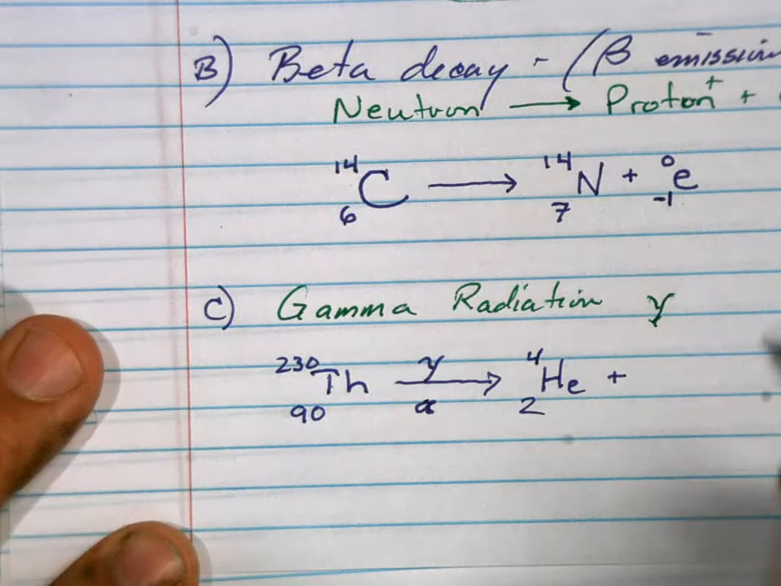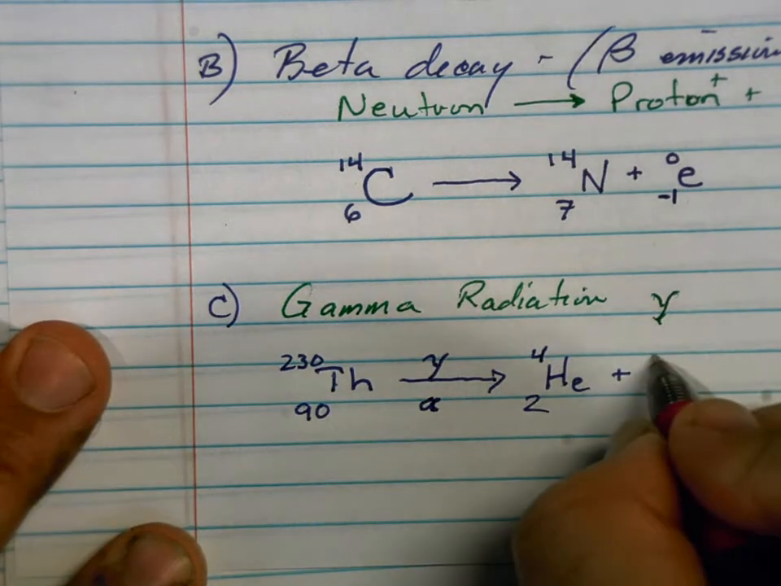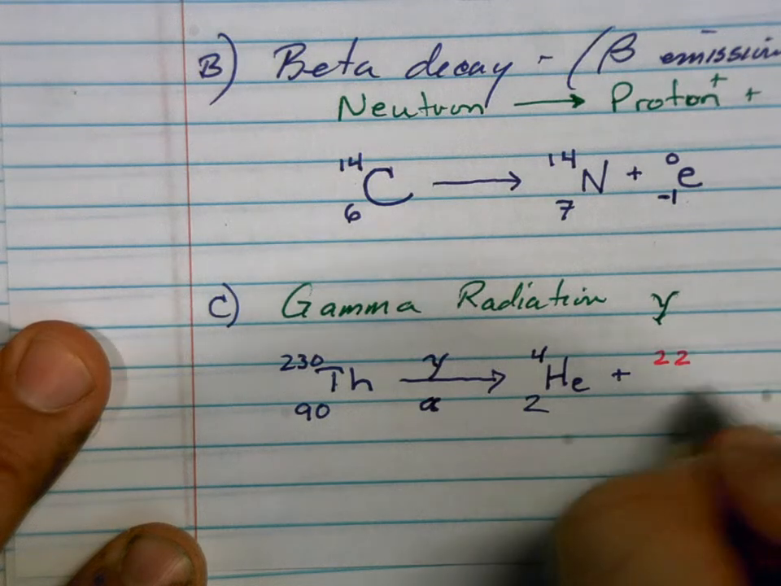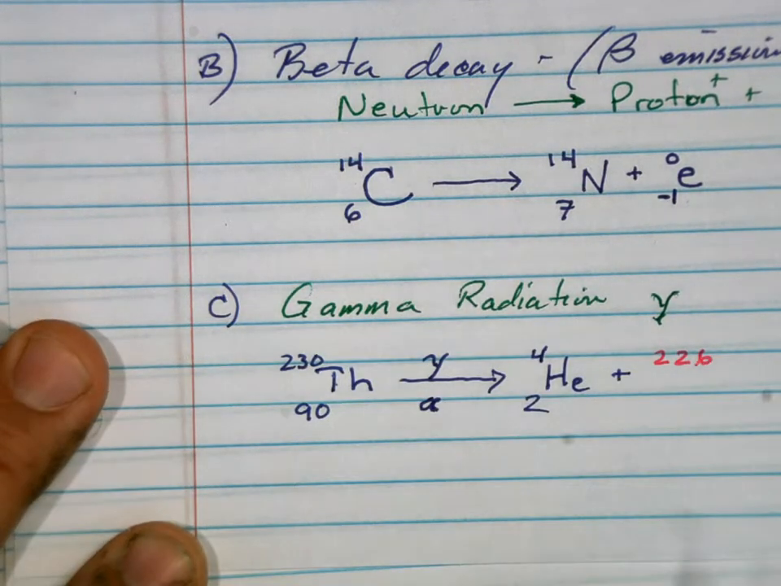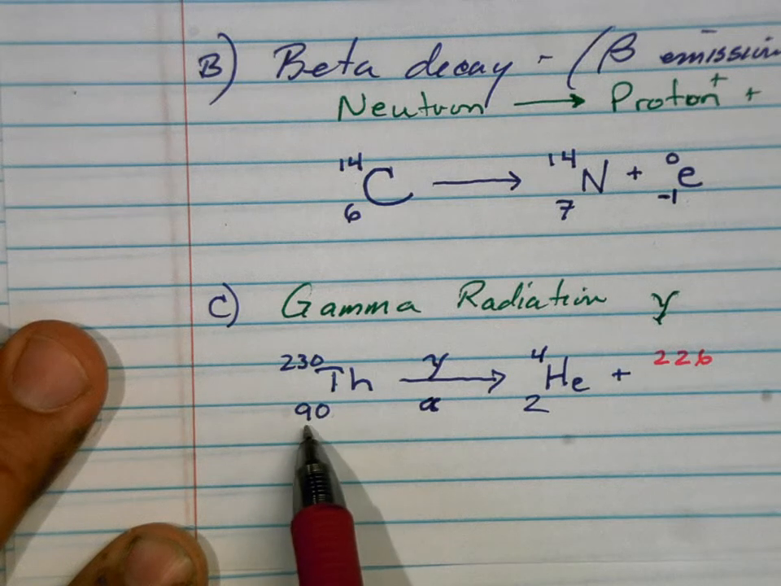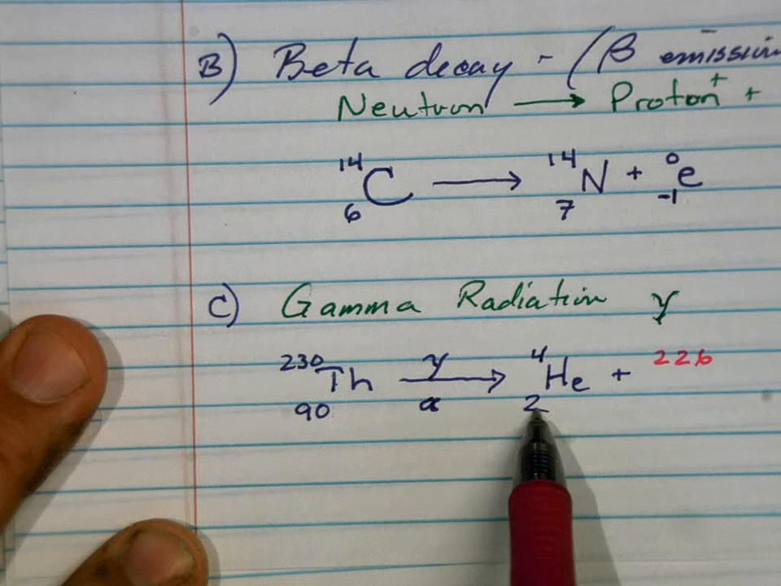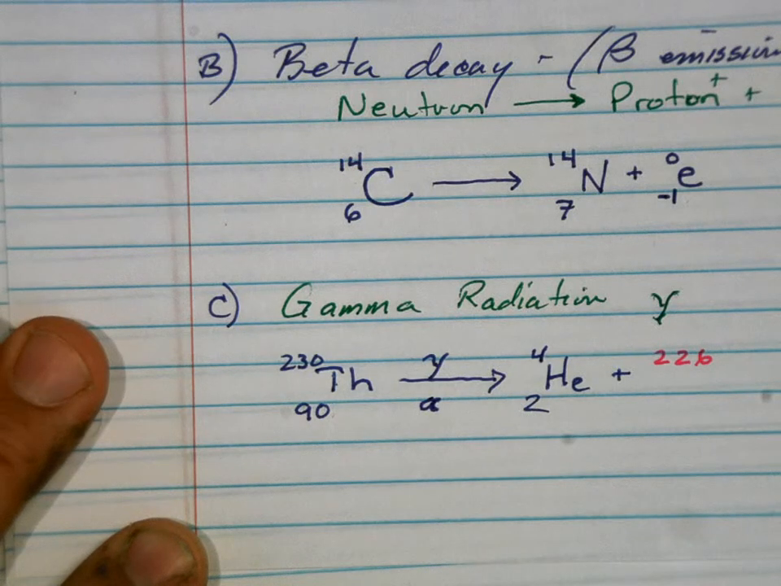Yes, it's going to be 226. So the new mass number for whatever is formed is 226. And now it's lost 2 of its protons. So thorium has lost 2 of its protons, so it's no longer thorium. It has changed into a new element. And see, 90 minus 2. I think that's 88, isn't it?